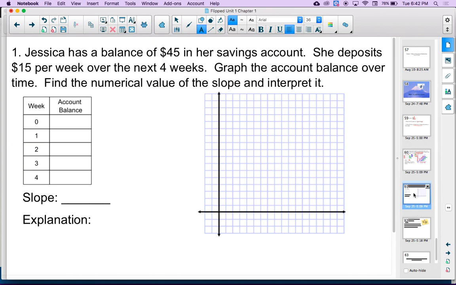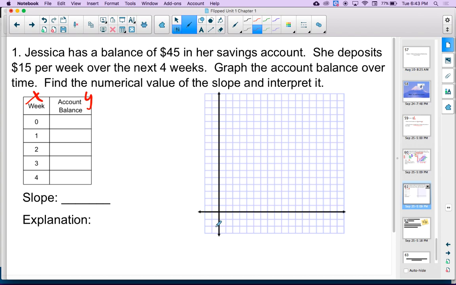We have one more problem that we're going to just get started for you. This is number 1 in your note packet. So again, we're still in the notes. It says Jessica has a balance of $45 in her savings account. She deposits $15 per week over the next 4 weeks. Graph the account balance over time. So our weeks will be our x's. When you start graphing, make sure your weeks are along the x-axis. Our account balance, our money, will be the y's. So make sure you understand that.